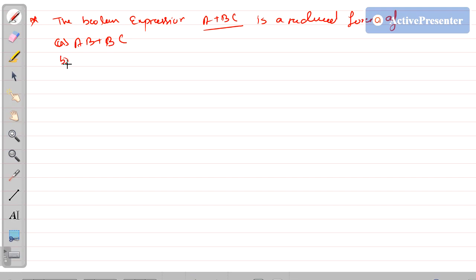Second option is A plus B whole into A plus C. Third option is A bar B plus A B bar C, and the fourth option is A plus C into B. So these are the options given, and we have to find which one it is the reduced form of.